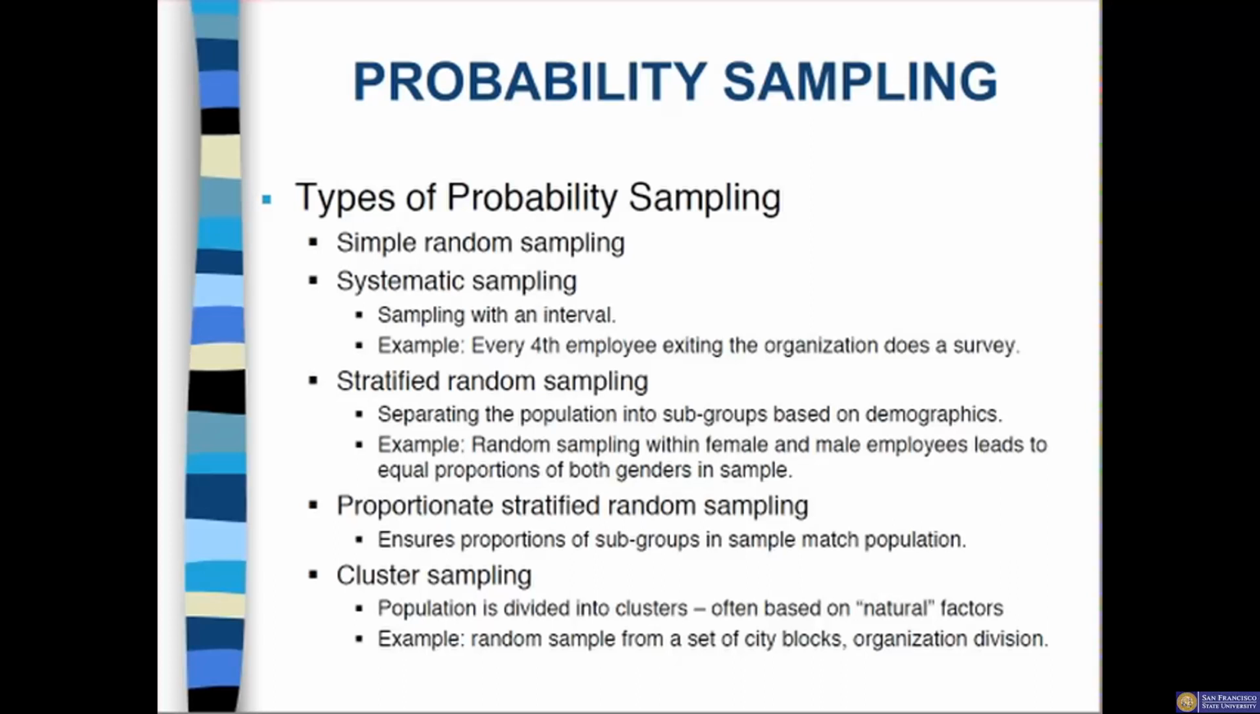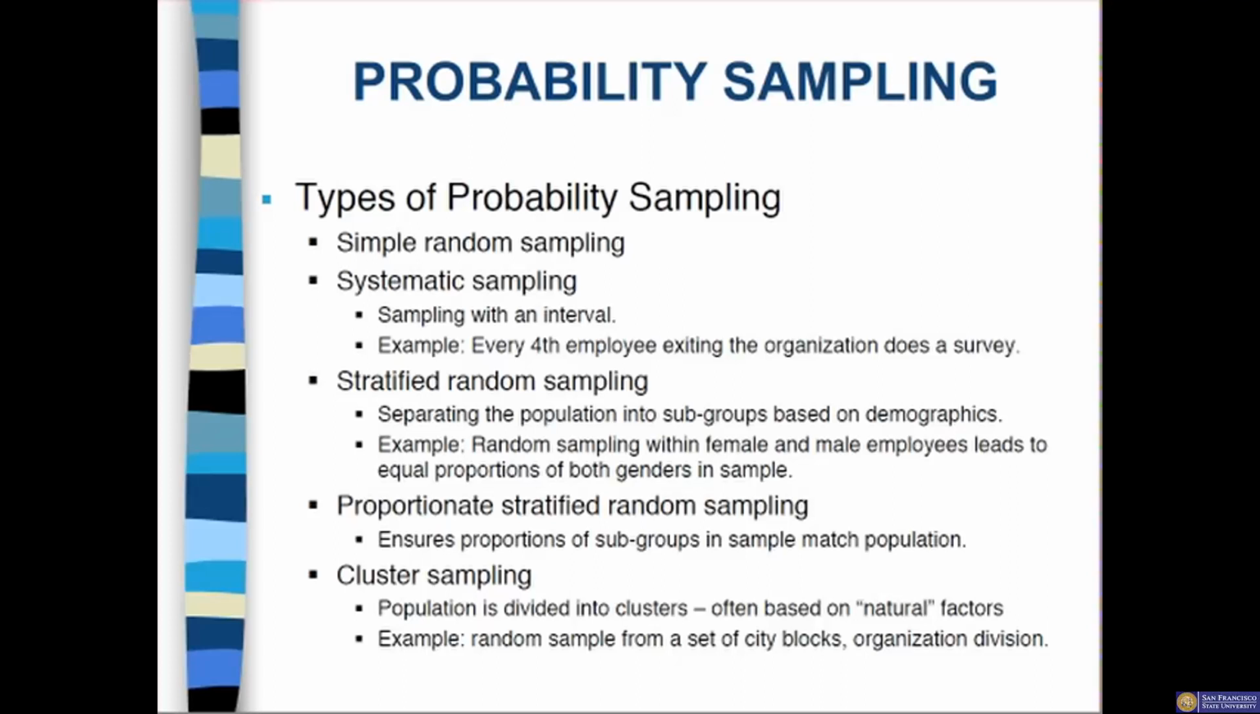Next up is proportionate stratified random sampling. Simply, here you're ensuring that the proportion of people in your subgroups matches the overall population. So if you're working in a female-dominated organization, your sample will have more females in it, but you are still able to randomly sample within both of those subgroups.